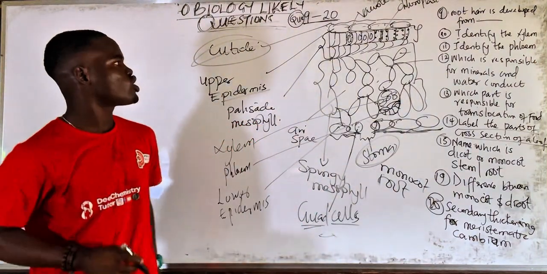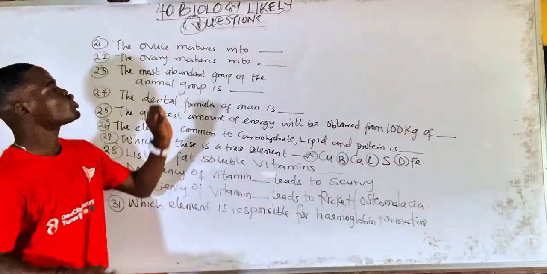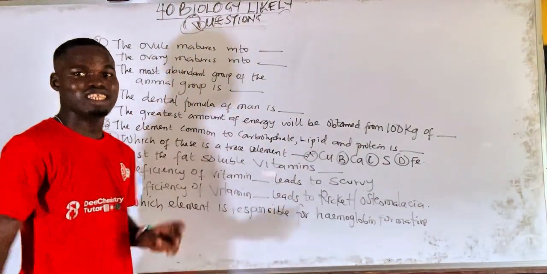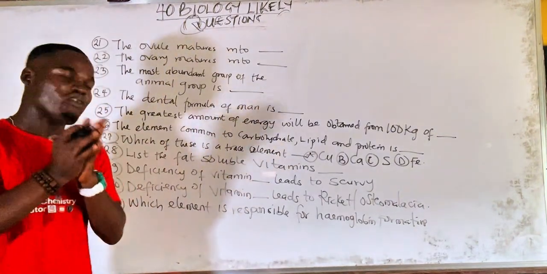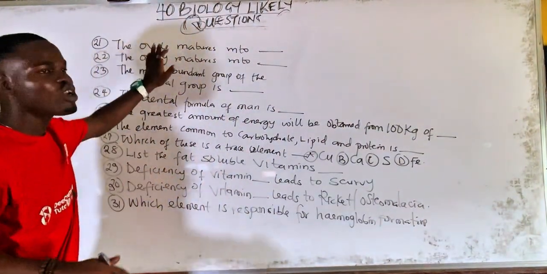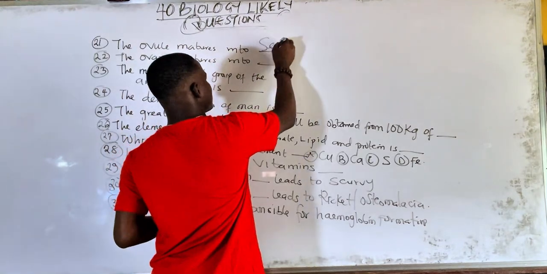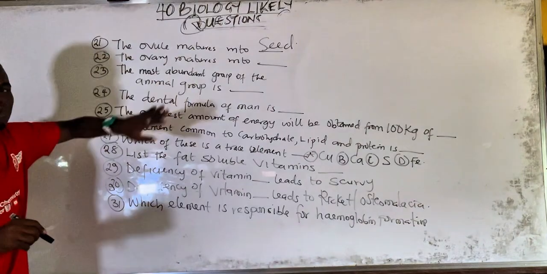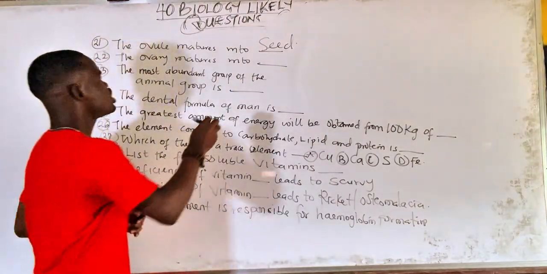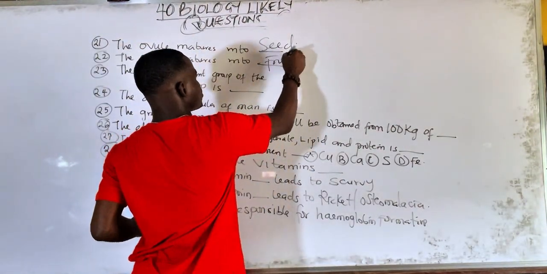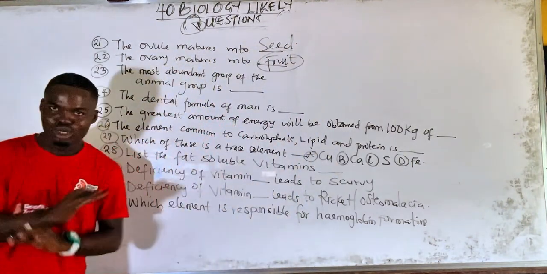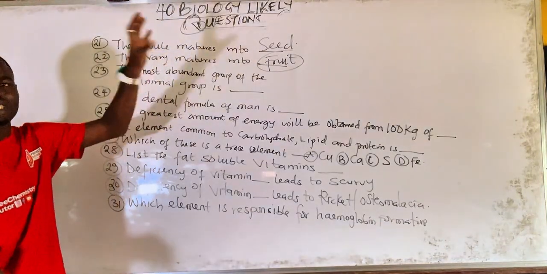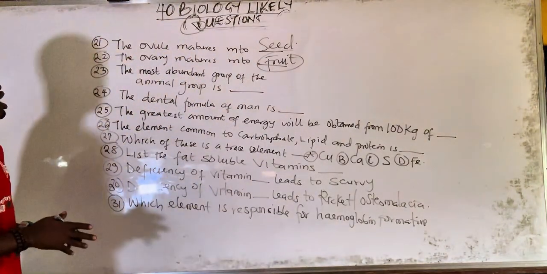And yes, so question 21. The ovule matures into dash. I mean, this is a common question that you must know, regardless of anything. You must understand that the ovule of a flowering plant develops into what? Into seed. It develops into seed, okay? While the ovary matures or develops into dash, you must know that this one develops into what? Into fruit. Okay? These are no-brainers. You must just know it. So the ovule matures into seed. The ovary matures into fruit. Okay? That is how that happens.